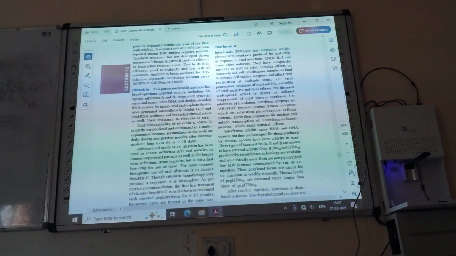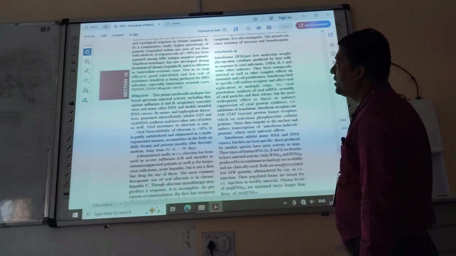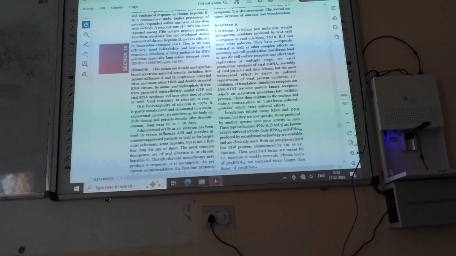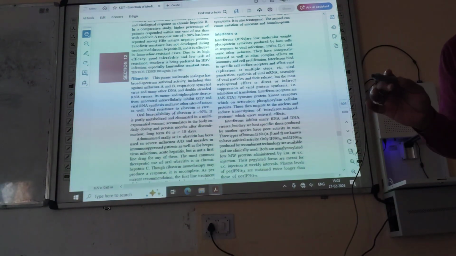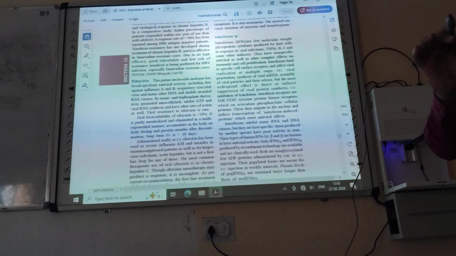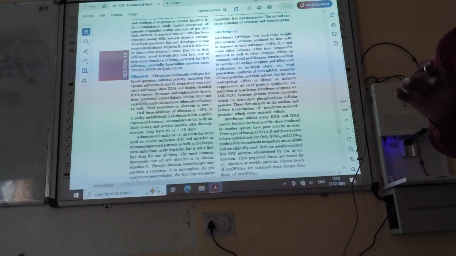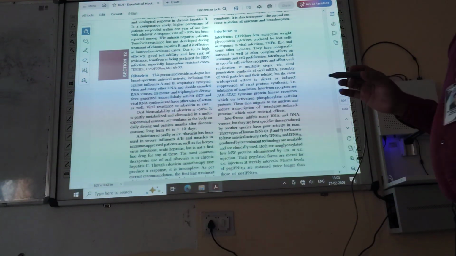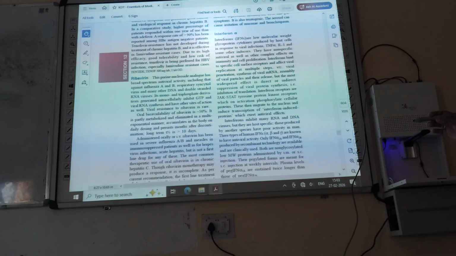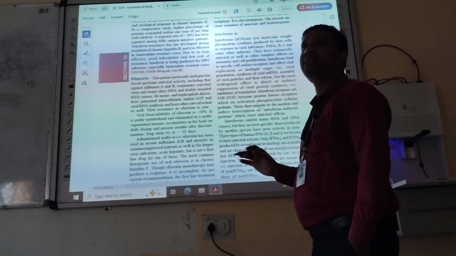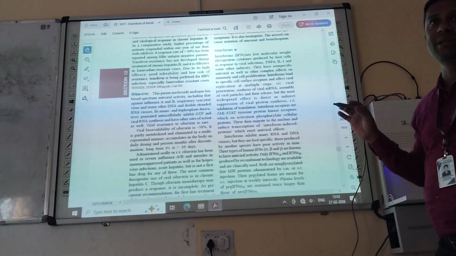Then ribavirin, interferon alpha. Ribavirin is a purine nucleoside analog. Purine means adenine, guanine. Then thymine, cytosine are pyrimidines. Purine and pyrimidine are the bases present in the DNA molecule. Ribavirin is a purine nucleoside analog, meaning similar to the purine bases adenine and guanine.